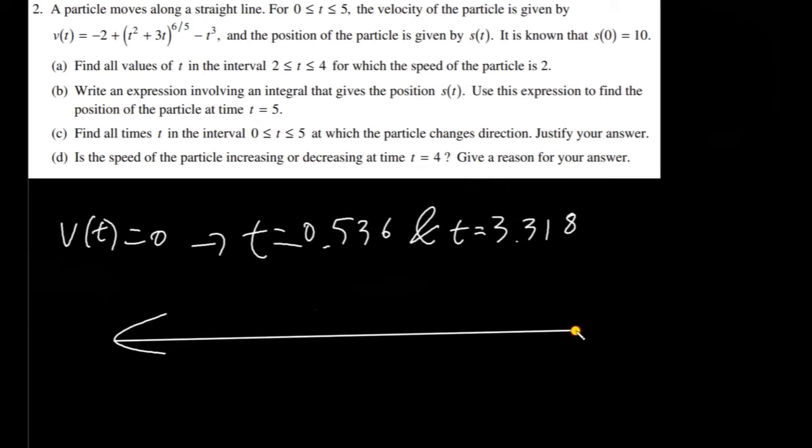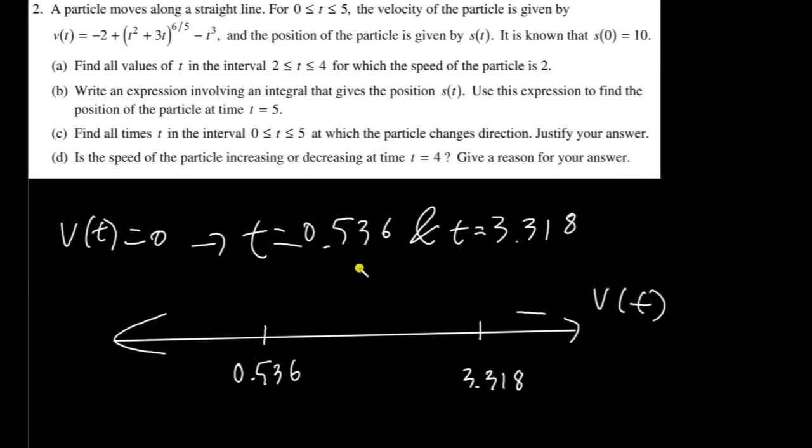Okay, and the way I do it at least is I use a number line. Okay, so what you're going to do is you're going to put your two t values, so 0.536 and 3.318, right? And I'm going to check the signs in between these two places. So this is for velocity, right? I'm going to check the sign of velocity using some number that's greater than 3.318. So I'll use, for example, 4. If I plug in 4 into my velocity, I'll get a negative answer, okay? So in this section, it's negative.